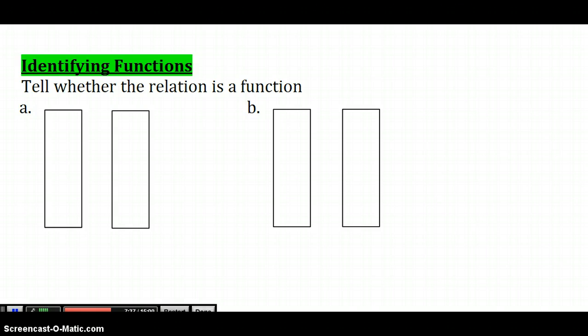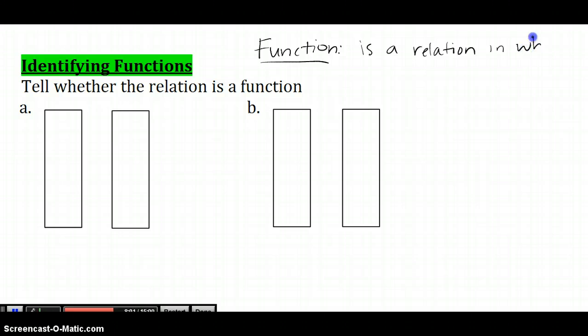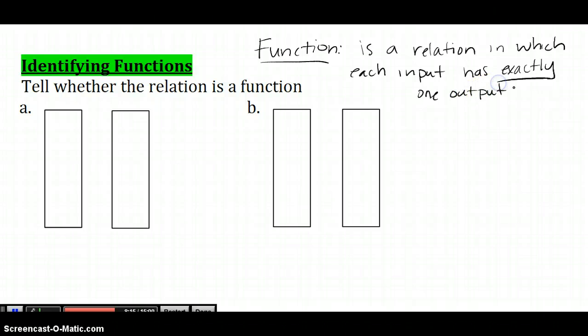Up until this point, we've only talked about relations. All sets of numbers are relations, but now we're going to identify what a function is. And a function is a relation in which each input has exactly, very important, one output. So a function, the input has exactly one output.